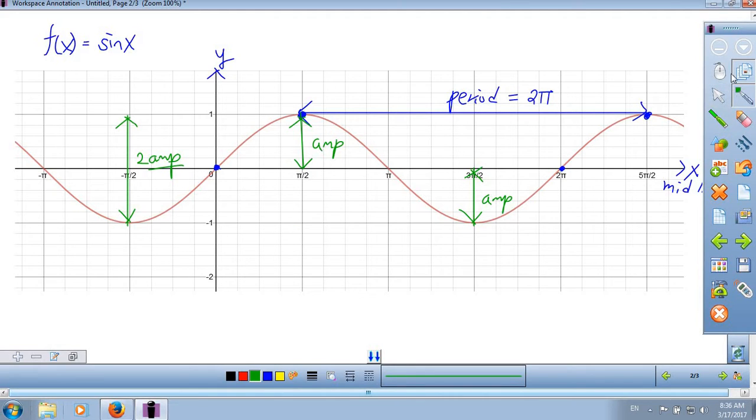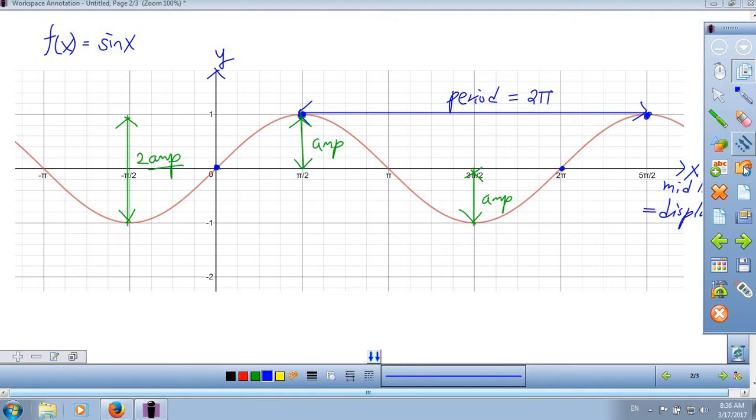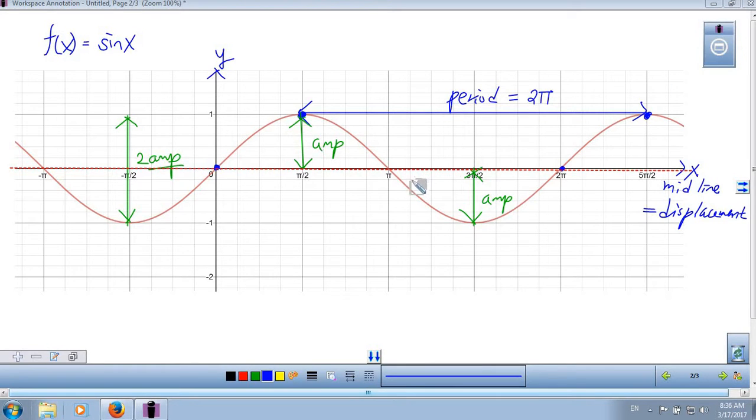Now your displacement is basically your midline. Your midline is equal to your displacement. Later on we're going to be using letters to indicate these. So displacement and midline are the same. That's exactly what's going on in the middle. Usually I will use a dashed line in the middle to indicate the midline, the line in the center, which is the average value. The displacement, if you want to think of it that way, is the average value of the function. It always goes in the middle here, the displacement midline.